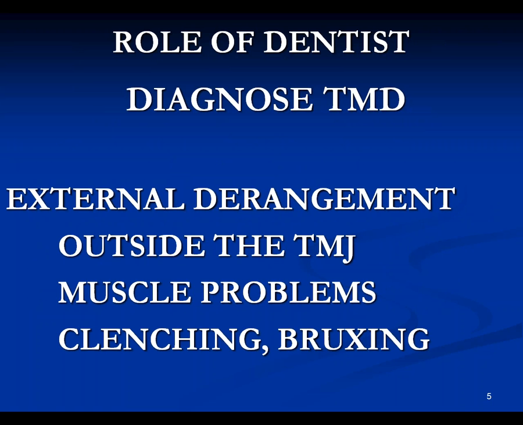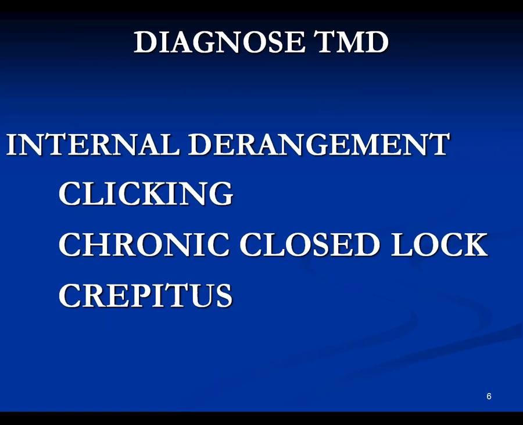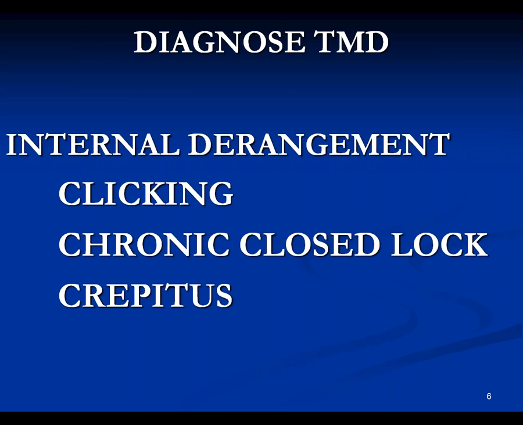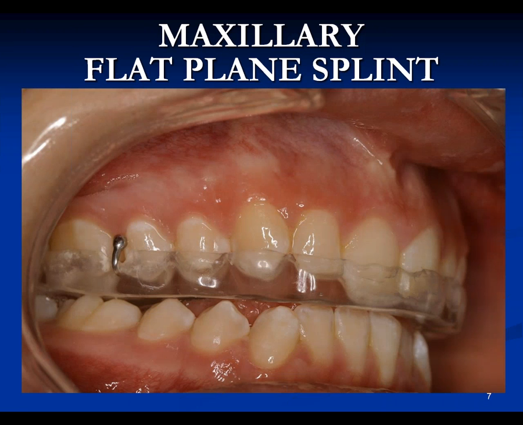In other words, is it a muscle problem due to clenching and bruxing, or occlusal interferences? Is it an internal derangement? Is there any noise within the joint? Is there any clicking? Is it a chronic closed lock where the patient can't open more than 30 millimeters, or crepitus, loud noises? So the first thing you have to figure out: is it outside the joint due to clenching and bruxing, a muscle problem, or is it inside the joint, clicking or crepitus or whatever? Because the treatment is completely different. You need two different splints depending on the problem.